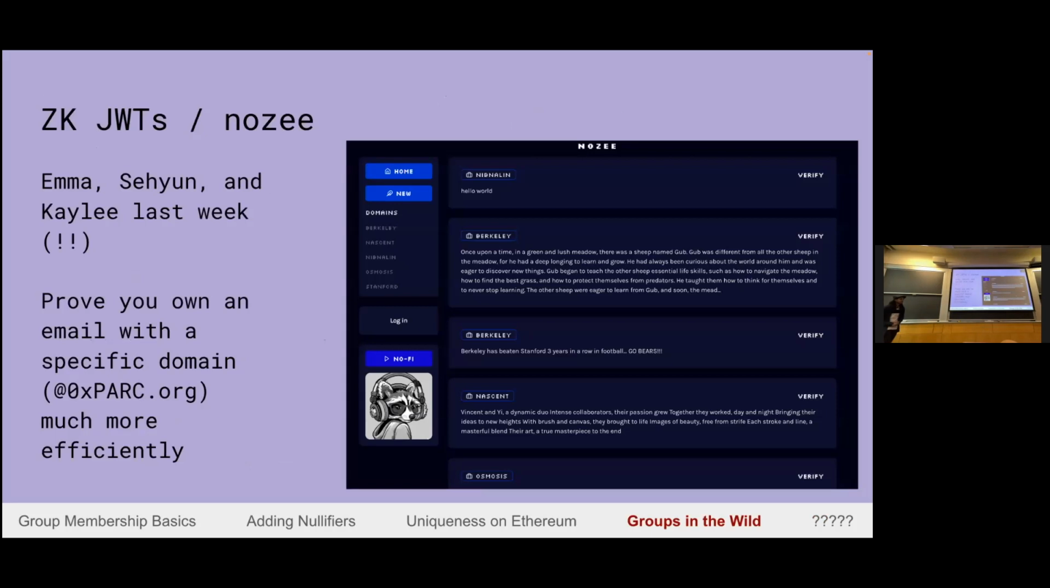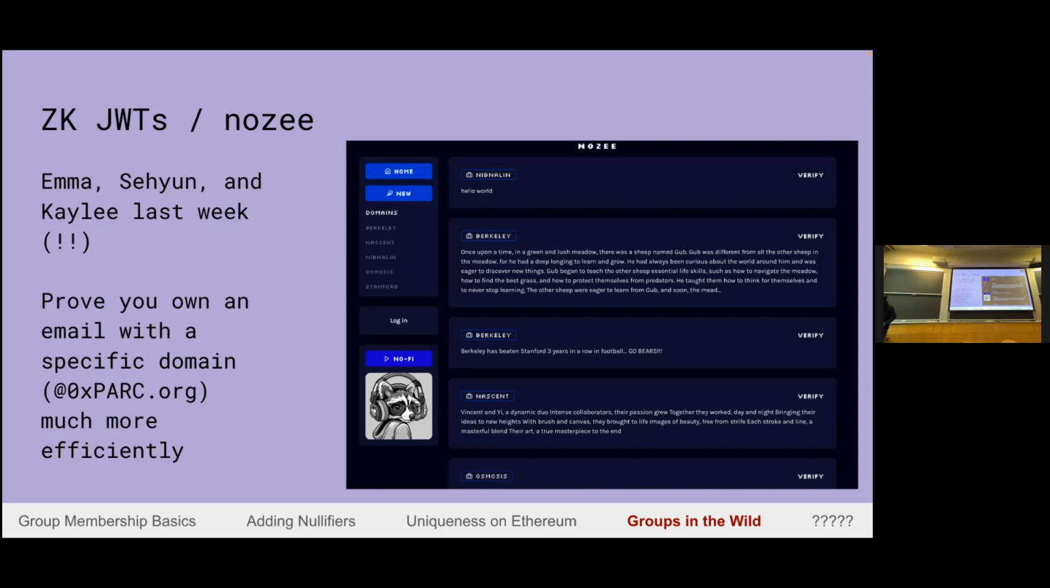Cool. And this work is super ongoing. All the stuff that we've talked about, the last 2 or 3 schemes, is active research in the area of how group membership can become more interesting. And just as recently as last week, I think Emma, Seyun, and Kaylee are probably in the audience somewhere. They adapted a lot of the ZK email code into this idea of ZK JWTs, which gets around the BCC issue and allows you to say, I in fact own this email address, and I can mask out any part of it. This is really cool because you can prove that you own an email on a specific domain much more efficiently.